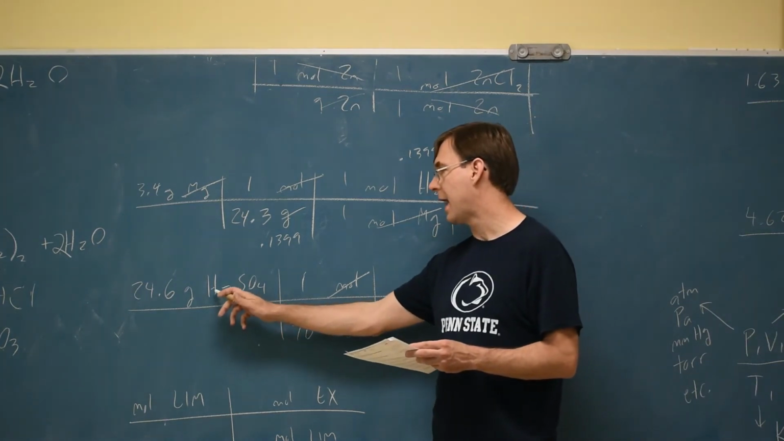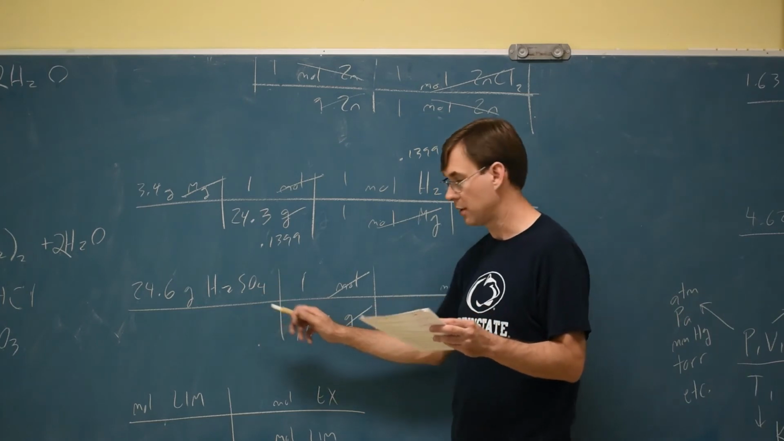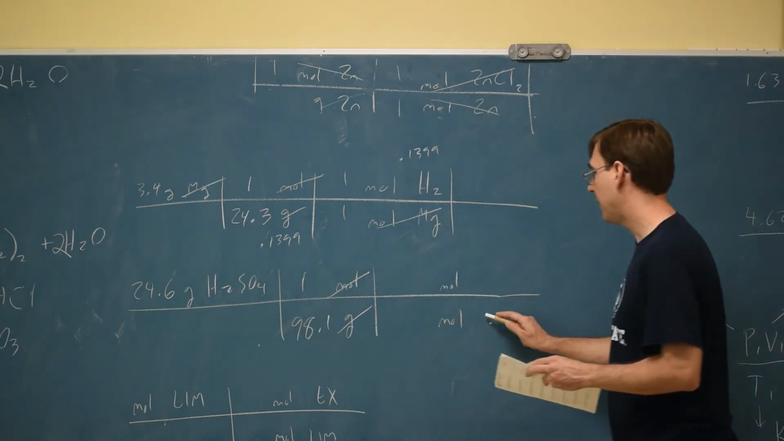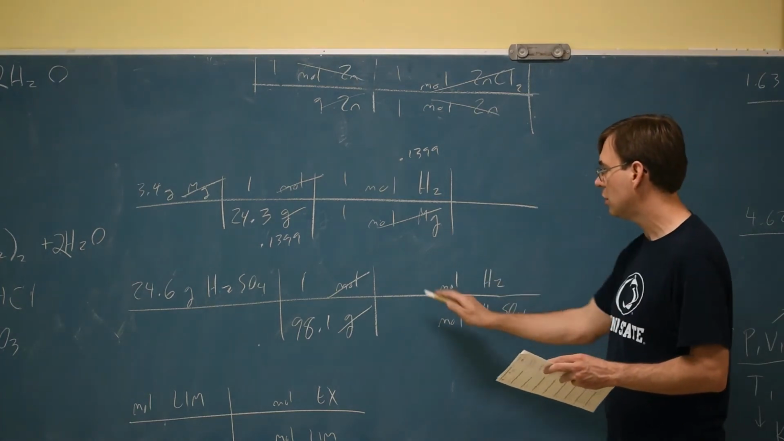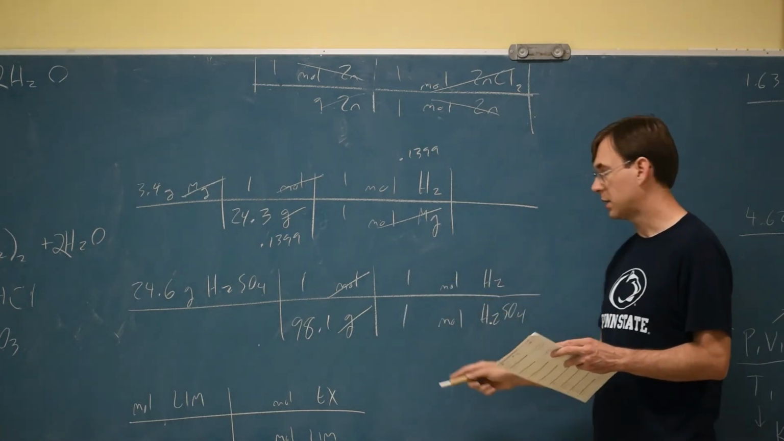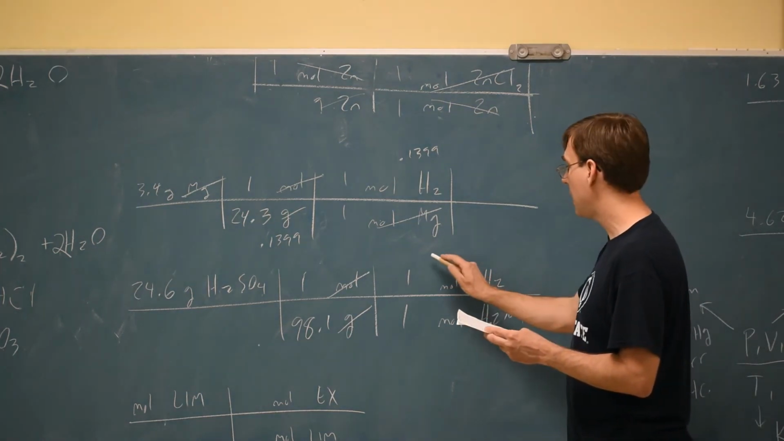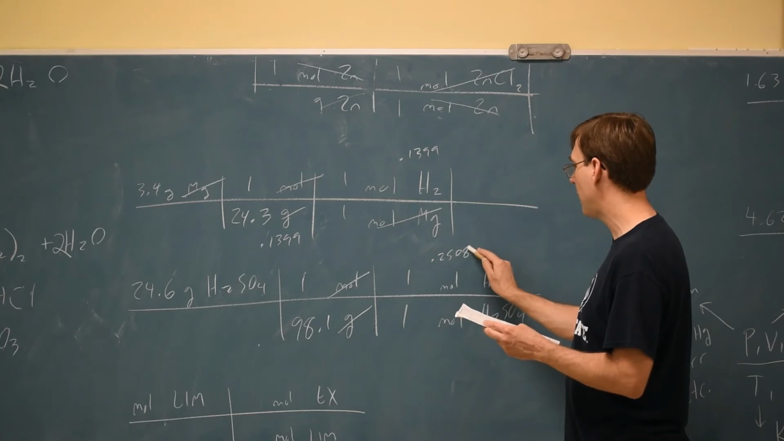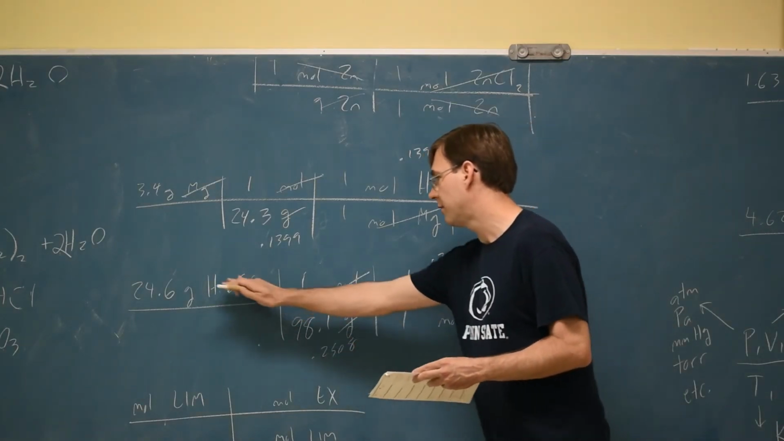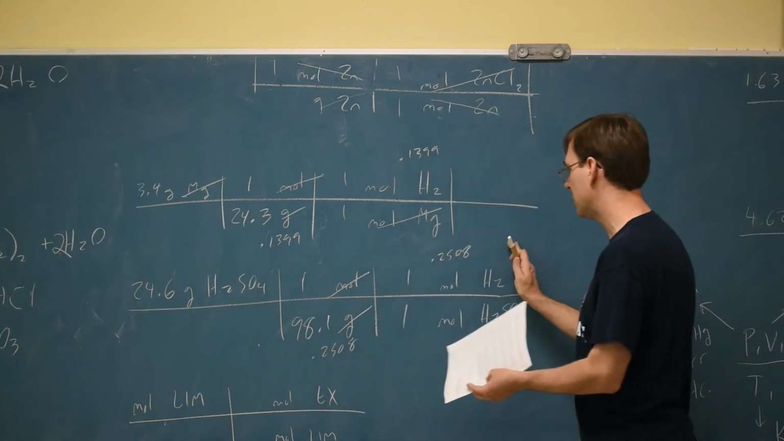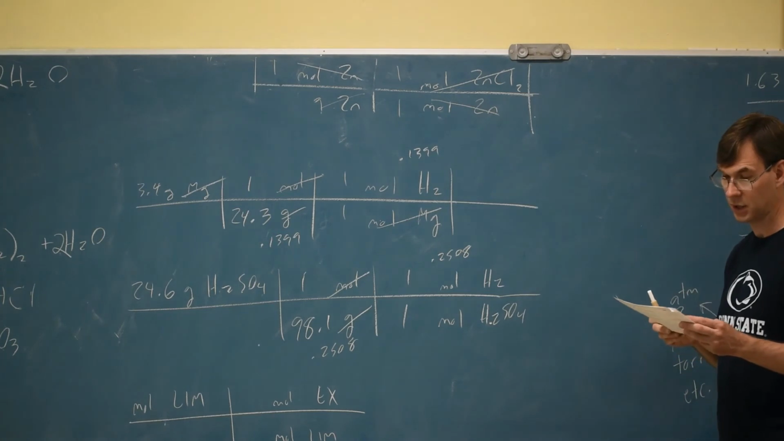98.1 is what you get adding up 2 hydrogens plus 1 sulfur plus 4 oxygens on the periodic table. And then to go from moles of H2SO4 to moles of H2, we need the coefficients, but they're all 1s again. This should give me a 0.2508. If I just punched in the first little step, that's what I get. If I punch in the whole step, that's what I get. We have these two numbers to compare to each other.